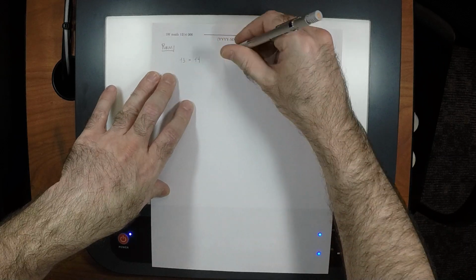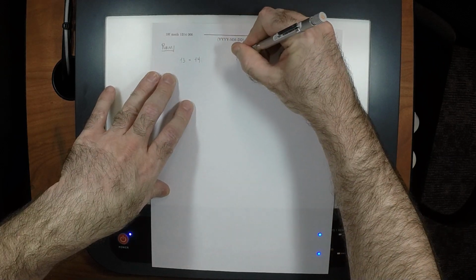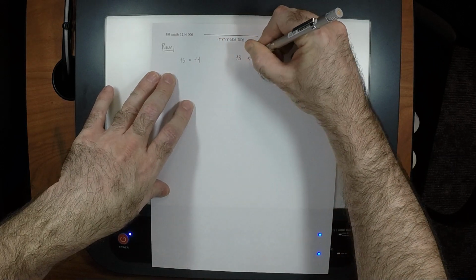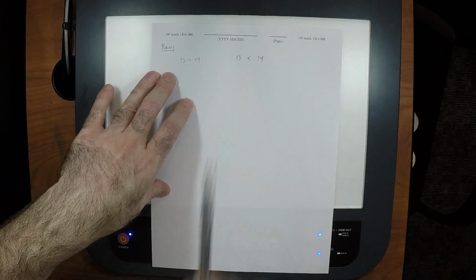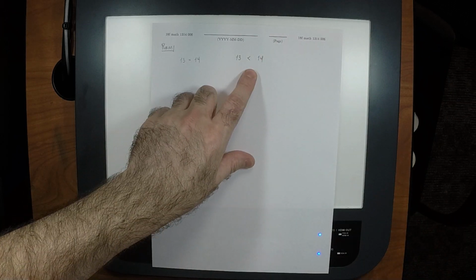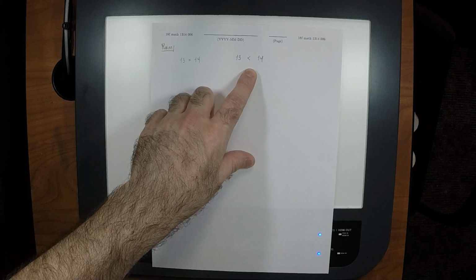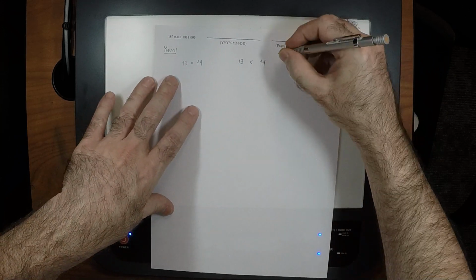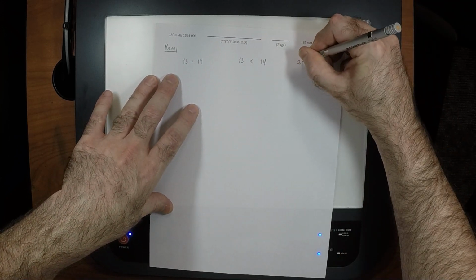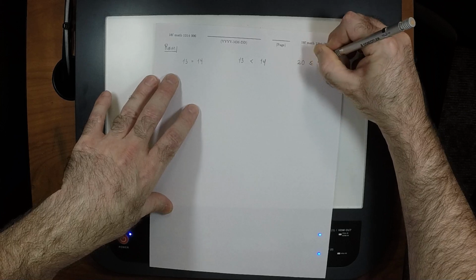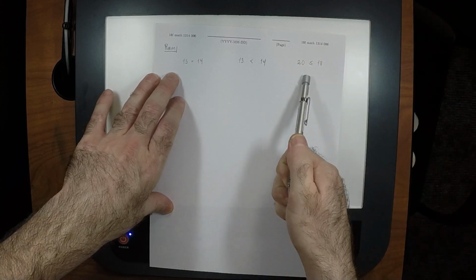All right. So here's another example. How about 13 less than 14? So is this an inequality? Yes. What's its value? True. Here's another one. 20 less or equal 18. Is this an inequality?